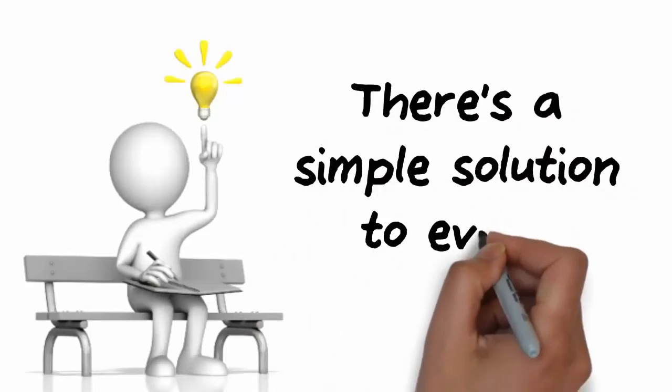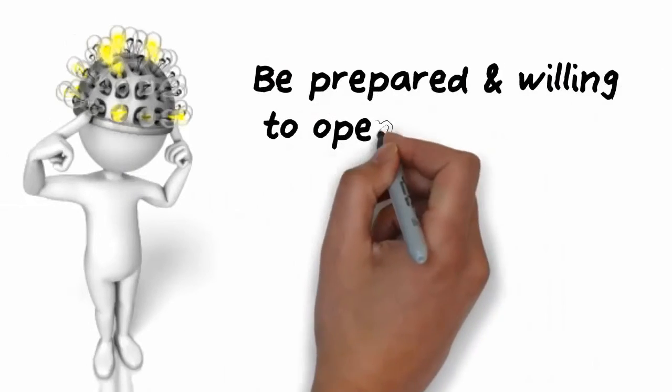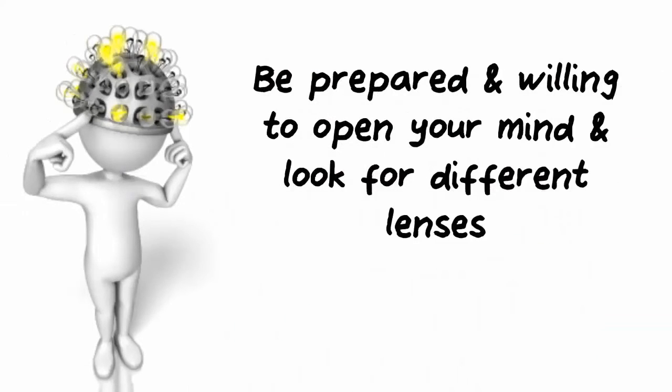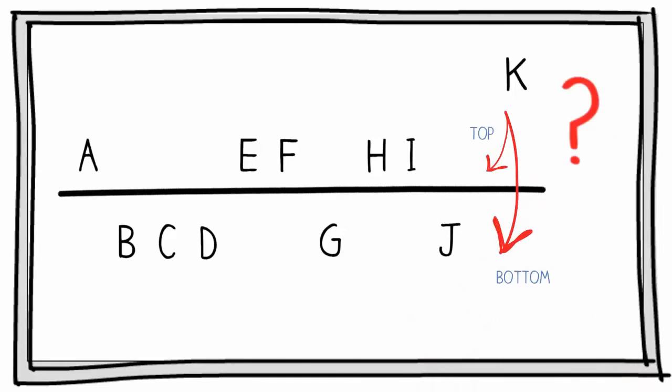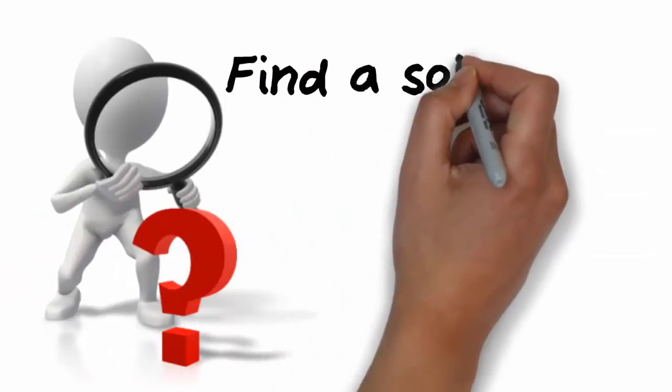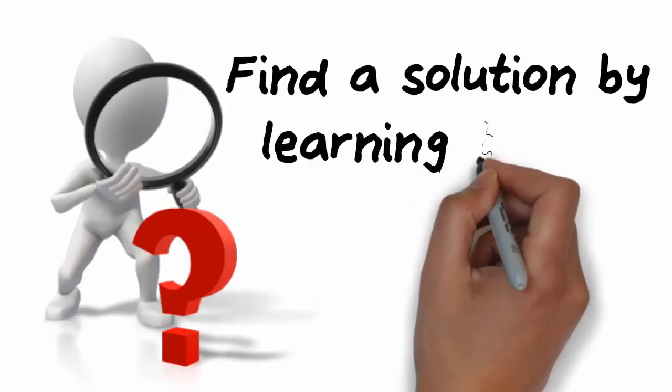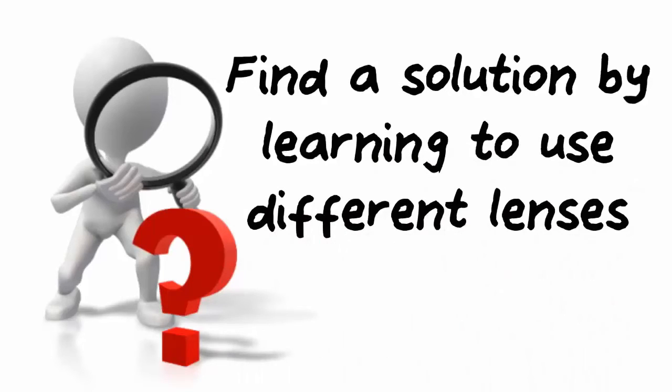There's a simple solution to every problem if we are prepared and willing to open our minds again and look through different lenses. In determining why some letters are placed on top and some are on the bottom, you will never find a simple solution unless you're prepared to abandon the mathematical lens, for example, and look through the shape lens. It's that simple.